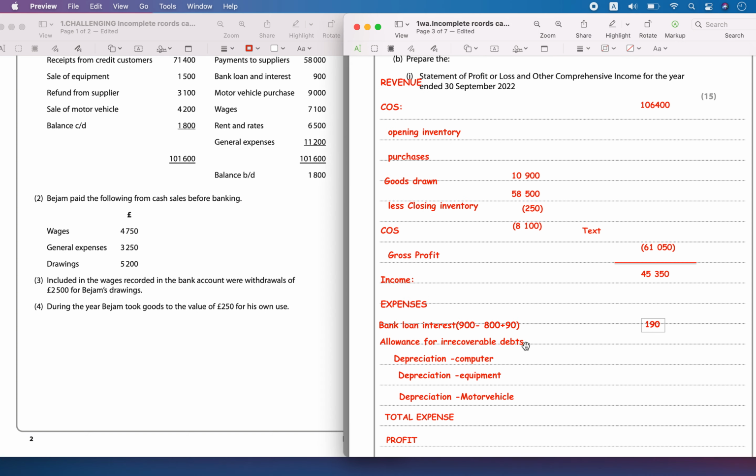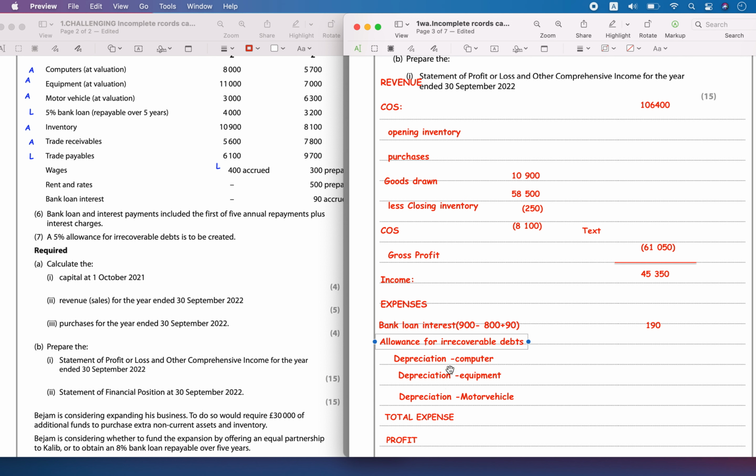Then we have the allowance for 5% of irrecoverable debt to be created. So we will create 5% of the ending trade receivables balance. So 5% of 7,800, which will be equal to 390.